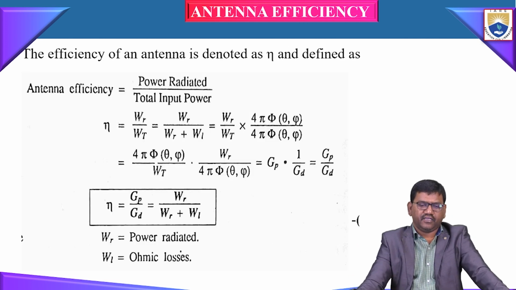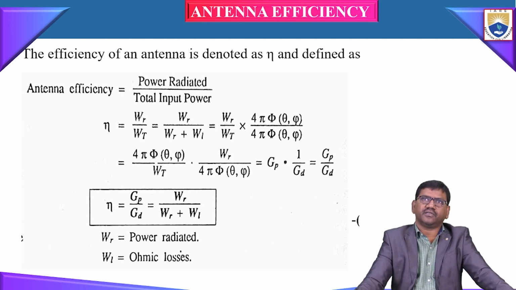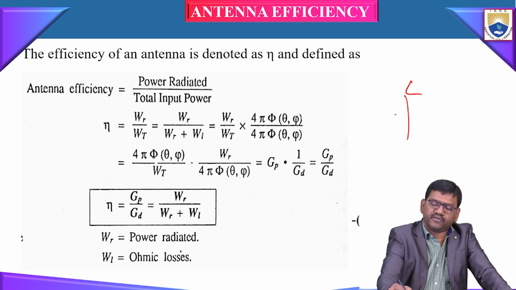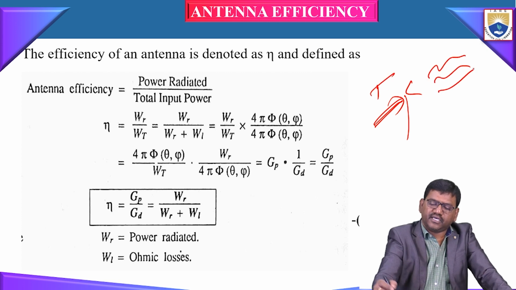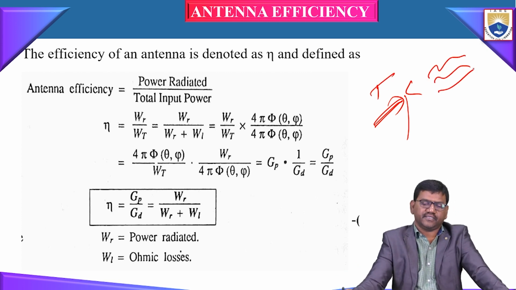The next one is antenna efficiency. The antenna efficiency of an antenna is denoted by the symbol eta. The ratio of the power radiated to the total input power is known as the antenna efficiency. So the antenna efficiency depends upon the power radiated and the total input power: how much power is applied to the transmitting antenna and how much power is radiated.